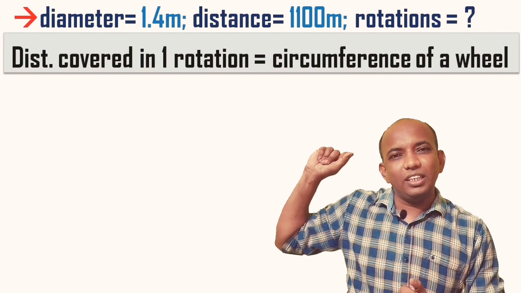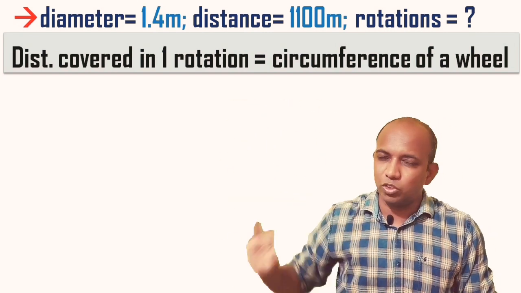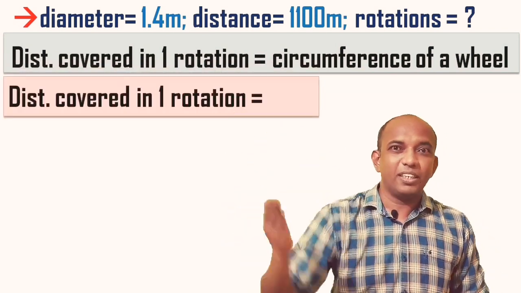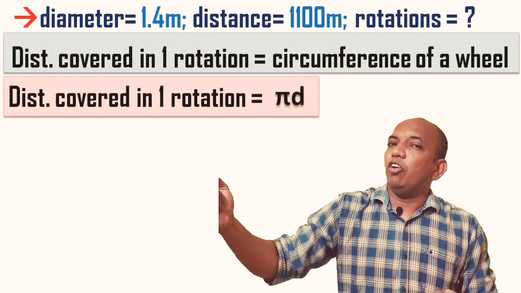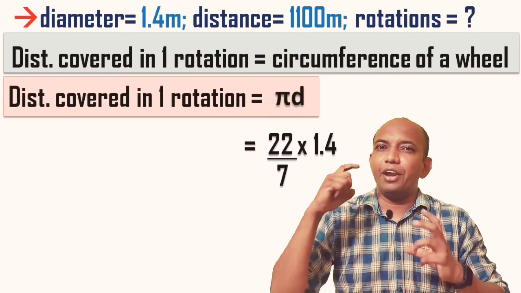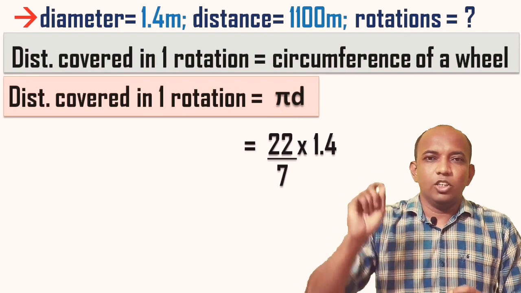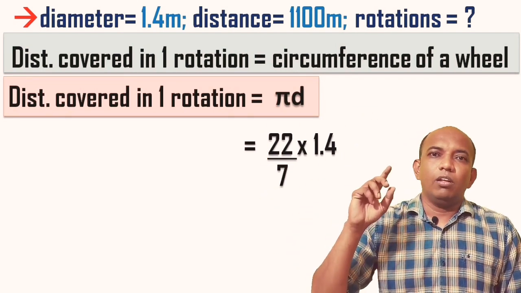Okay, so here we go with the first property, that is distance covered in one rotation is nothing but the circumference of a wheel. That circumference of the wheel is nothing but pi d, because the diameter is given to me, so the formula utilized will be pi d. The value of pi is 22 upon 7, the value of d is 1.4, and now our observation is for the cancellation. So 1.4 and 7 can be struck out, right?